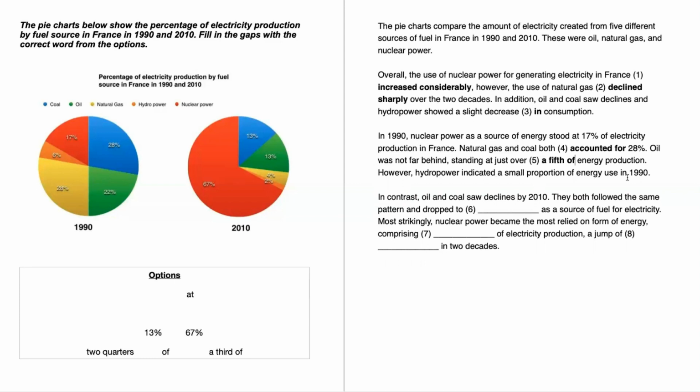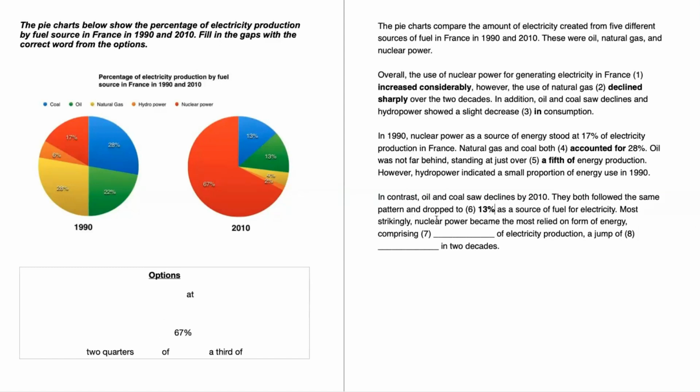Okay, let's finish off. It says, in contrast, oil and coal saw declines by 2010. So here we're looking at 2010. They both followed the same pattern and dropped to blank as a source of fuel for electricity. So again, we're looking at oil and coal specifically. We see that oil and coal, again, blue and green, they dropped to 13%.